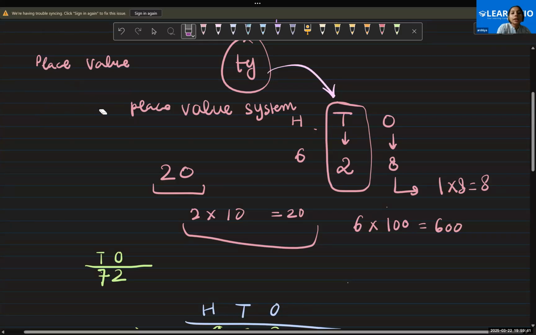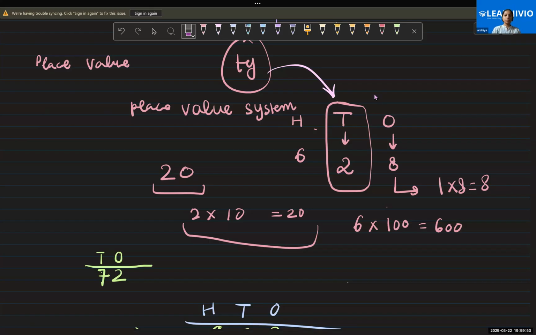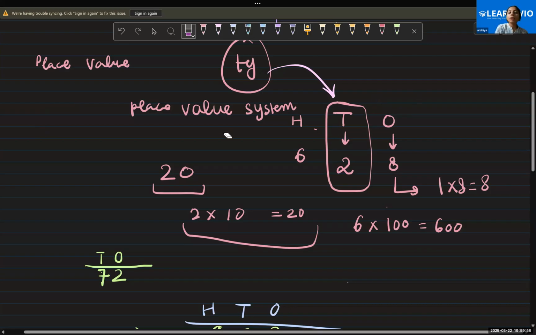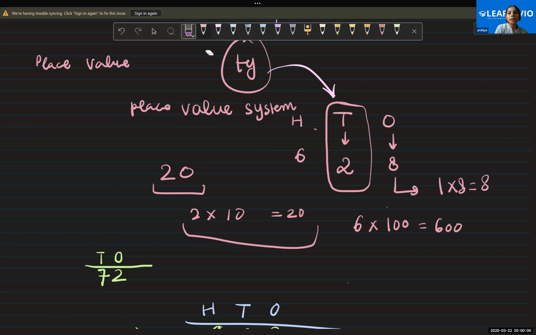Just write down place value system, and whatever is written in the place value system. First write that, then I'll write. Yes, done. Now just write down whatever is written on the screen, like this: number HTO. Once you have written, you can ask me. I'll scroll up so that you can see the rest of the things.